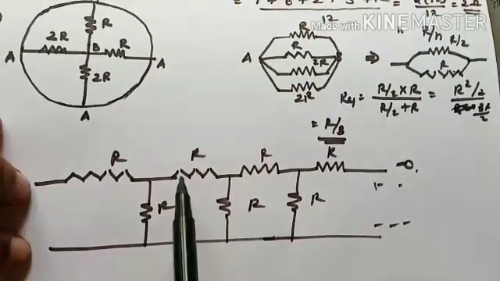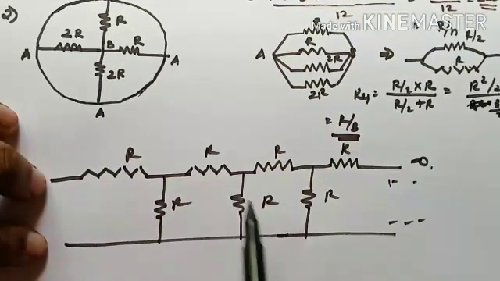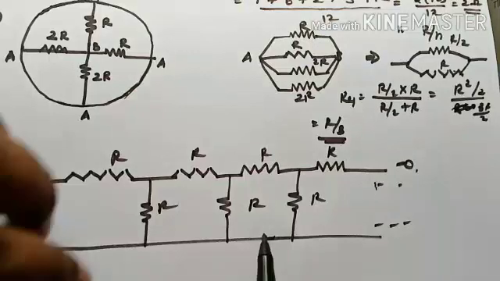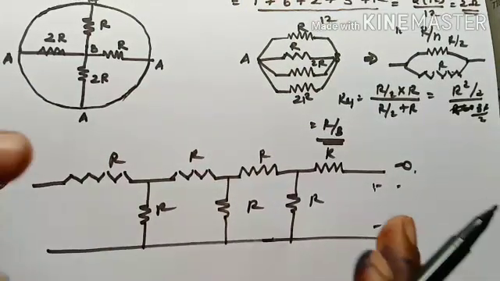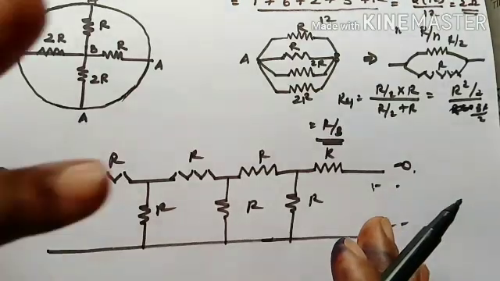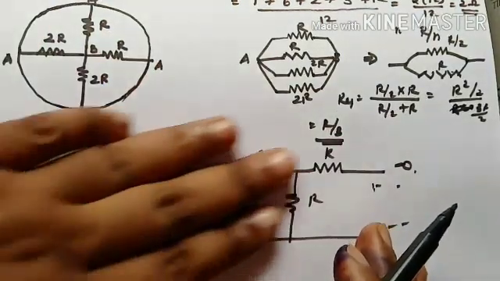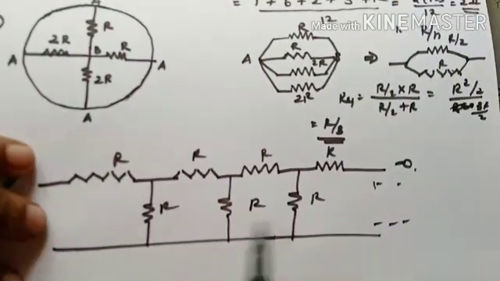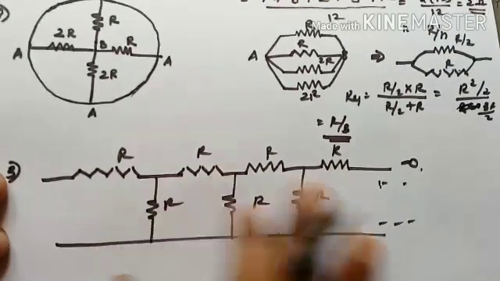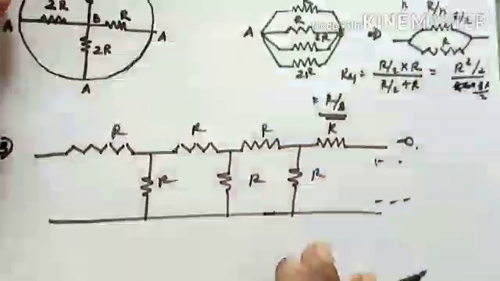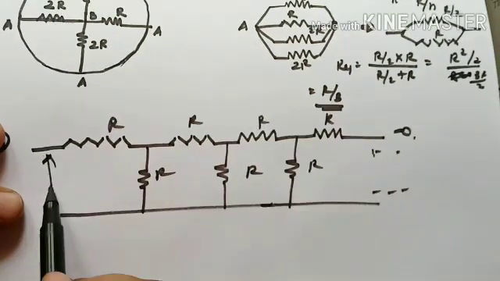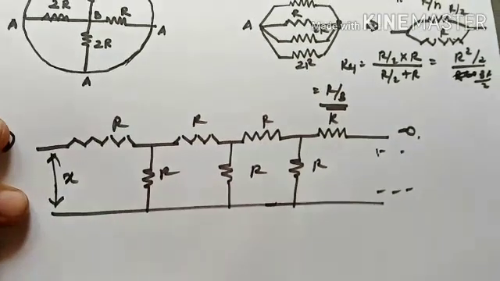So I am going to take this R combination as R equivalent. See, this is an infinite pattern. Even if I remove one section from it, it is not going to make much difference because it is going to move on through infinity. So what would you do? You'll assume that the circuit's entire equivalent resistance is X. So let's take this entire equivalent resistance to be X.